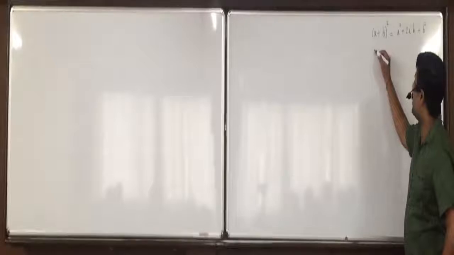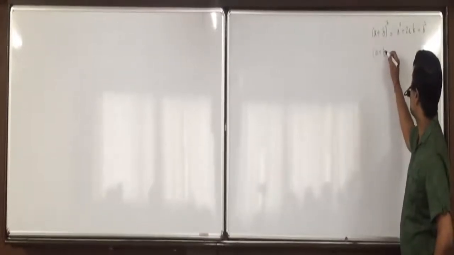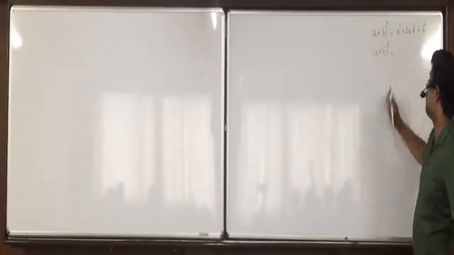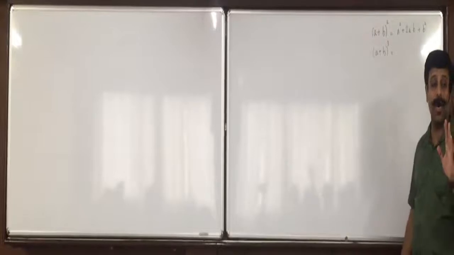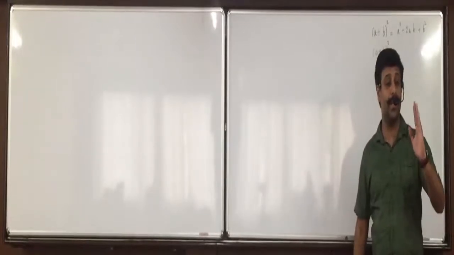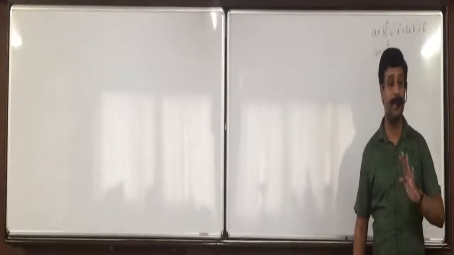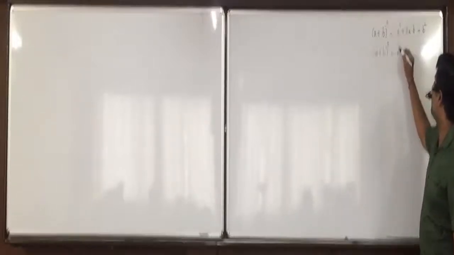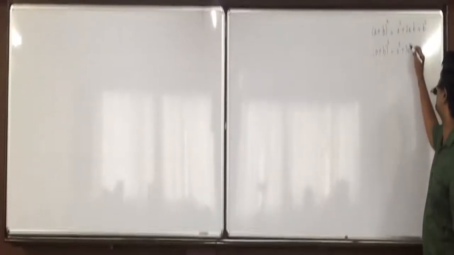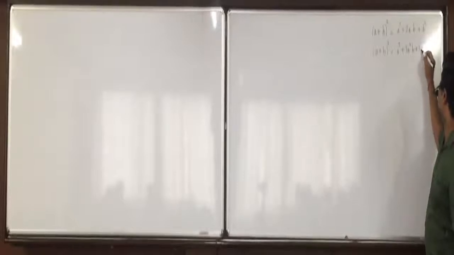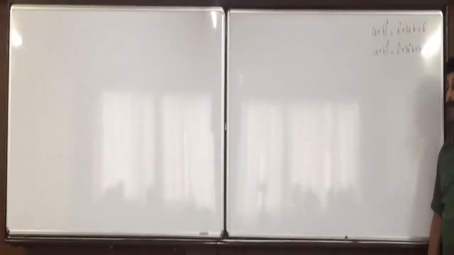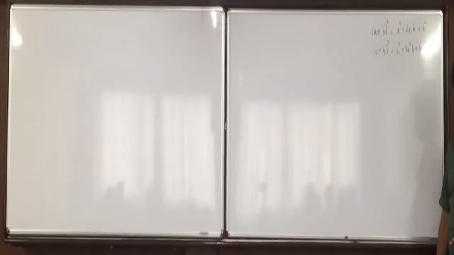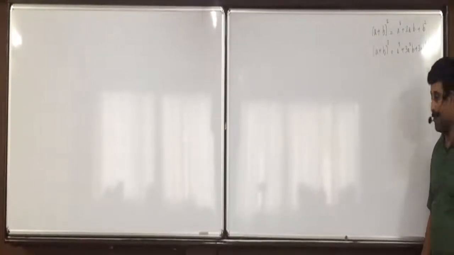Now raise your hand. Who remembers a plus b cube? Raise your hand if you know it. A cube plus 3a square b plus 3ab square plus b cube. Now, these are the two formulas we have been using until 10th standard.